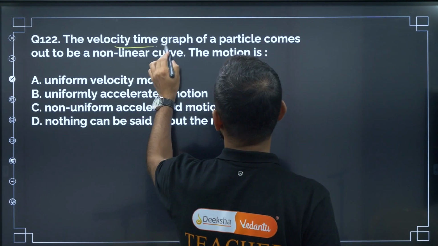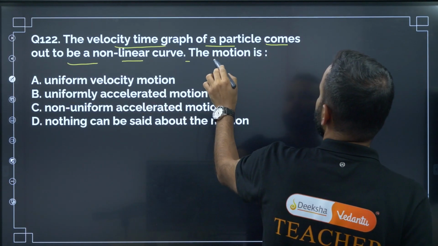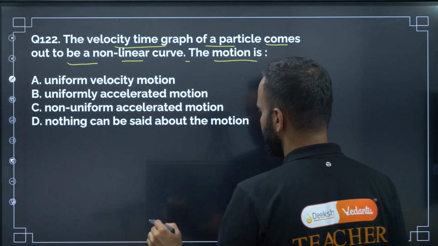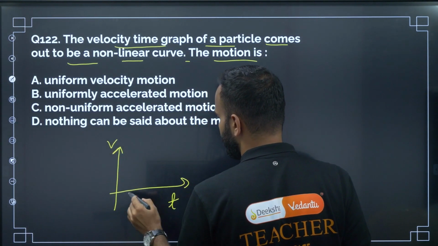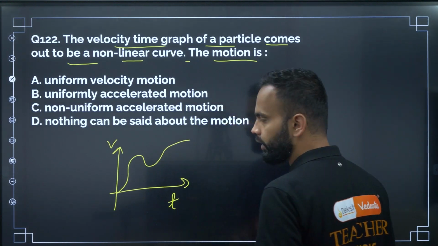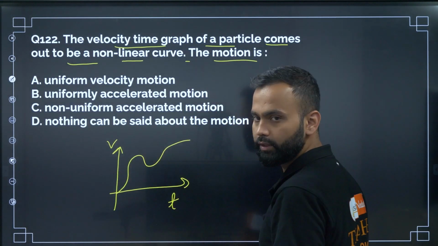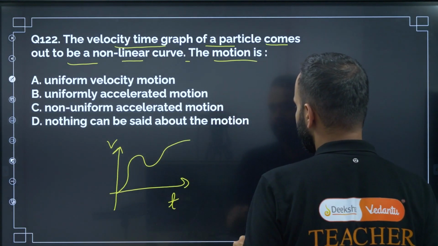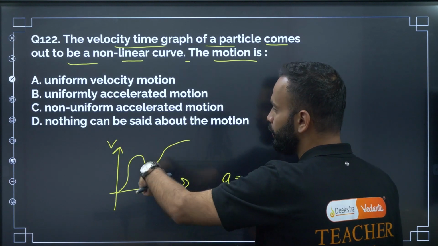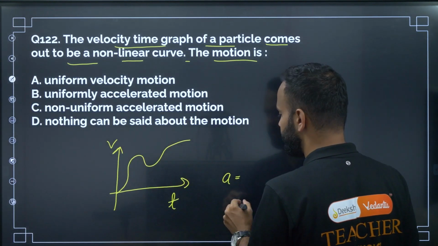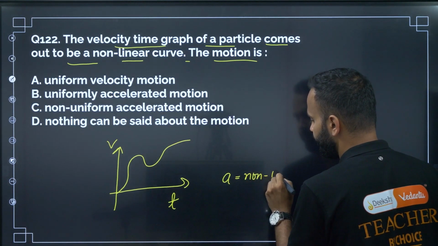Next question, question number 122. The velocity time graph of a particle comes out to be a non-linear curve. The motion is, here this is the velocity versus time graph, and the graph is a non-linear curve. The acceleration is the slope of the v versus t curve, so the acceleration is non-uniform.